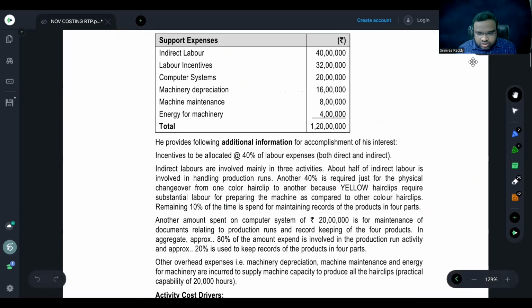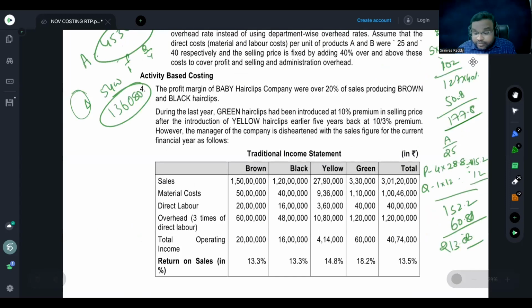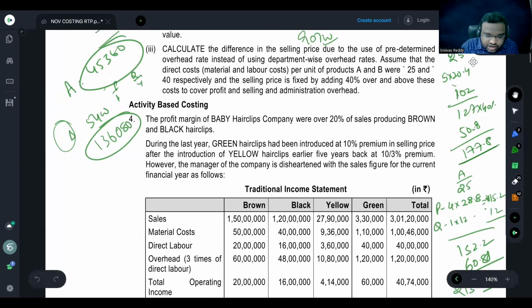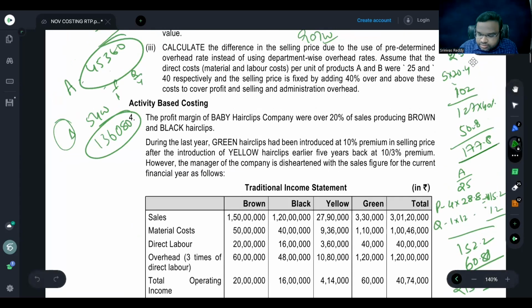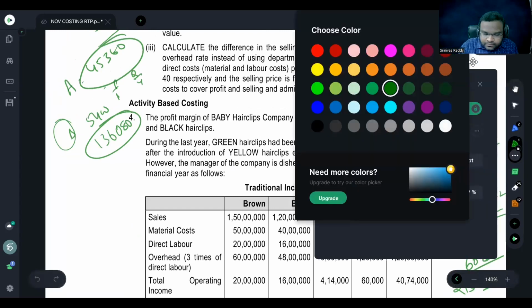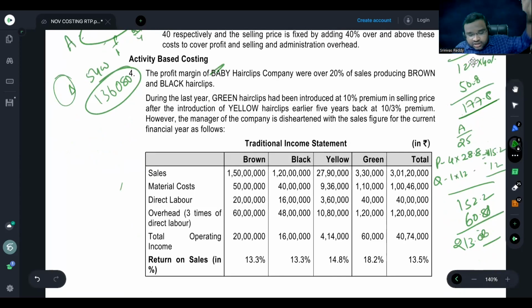Let us go to question number 4. Very important chapter, activity based costing. 10 marks is pakka from this chapter. Right. Let us go to question number 4.